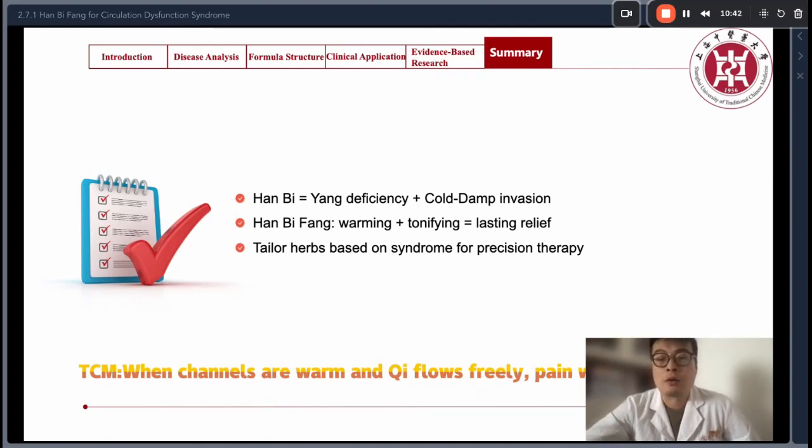When channels are warm and qi flows freely, pain will disappear. This is one of my favorite TCM lines. It reminds us that sometimes the best medicine isn't attacking the pain, but warming the flow, strengthening the core, and restoring balance. That's the power of Han Bi Fang.